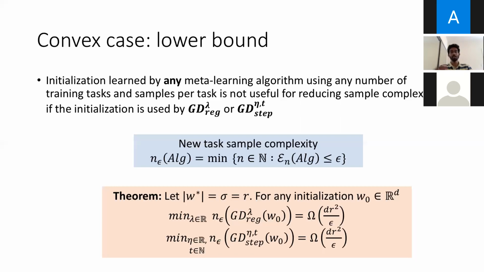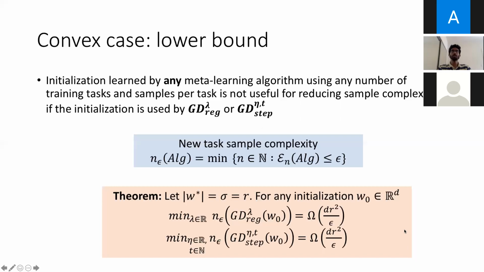It doesn't vanish. This is a lower bound. It says that it's at least going to be this, no matter how many training tasks you have. You can have access to infinite training tasks, infinite samples per training task. But if you are restricted in the way that initialization-based meta-learning restricts you, which is learning an initialization and using it in one of these gradient-based algorithms, then you have to suffer this sample complexity. Okay.